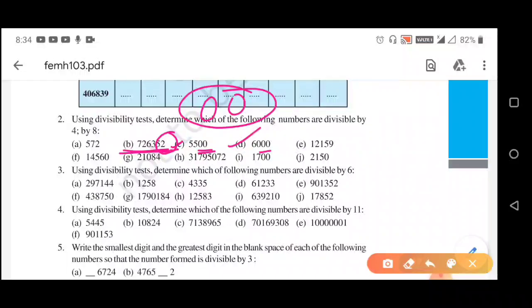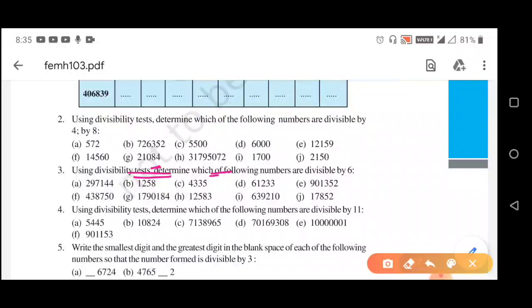Question number E. Last two digits are 5, 9, that means 59. It is not divisible by 4, that means E is not divisible by 4. Question number F. Last two digits are 6, 0, that means 60. 60 is divisible by 4, that means question number F is divisible by 4. Question number G. Last two digits are 8 and 4, that means 84. 84 is divisible by 4, that means the whole number is divisible by 4.